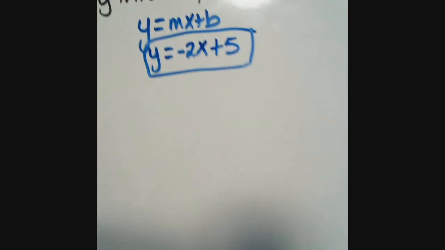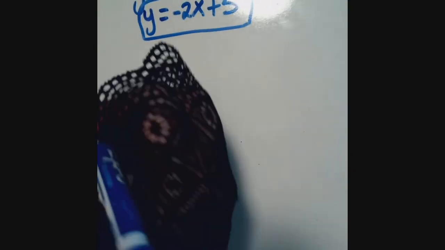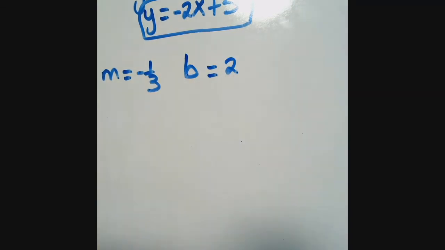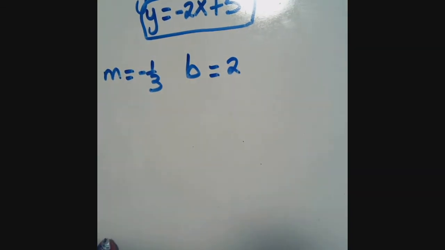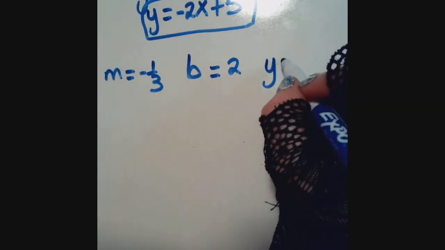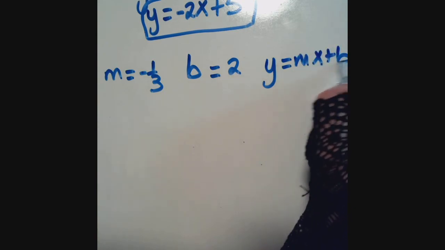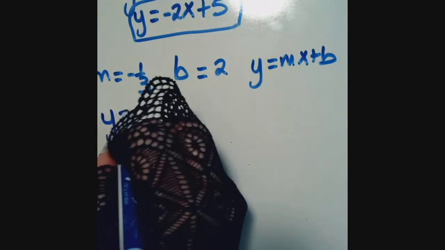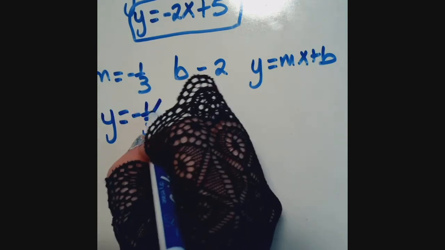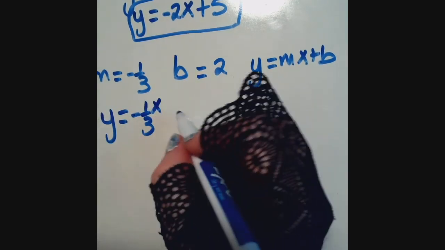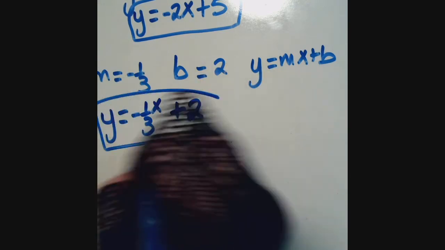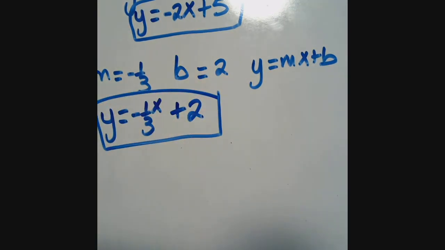So let me make up another one. Say I have a slope of -1/3 and my y-intercept is +2. How do we write that in slope-intercept form? We just plug in to y equals mx plus b, and we know that the slope is -1/3 times x, remember I always write the x on top, plus 2. And there is an equation. Very, very simple. If they give you the slope and the y-intercept, it's super simple.